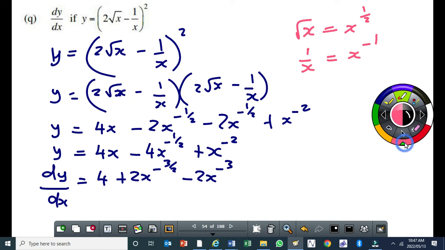In terms of mark allocation, this is how we mark it, even in your final examination: 1 mark for removing brackets and simplifying to get that trinomial. Then 1 mark for finding the derivative of the linear term, and also the derivative of the second term and the derivative of the third term. So in total it will be 4. Yes. So what if we change this to a positive?